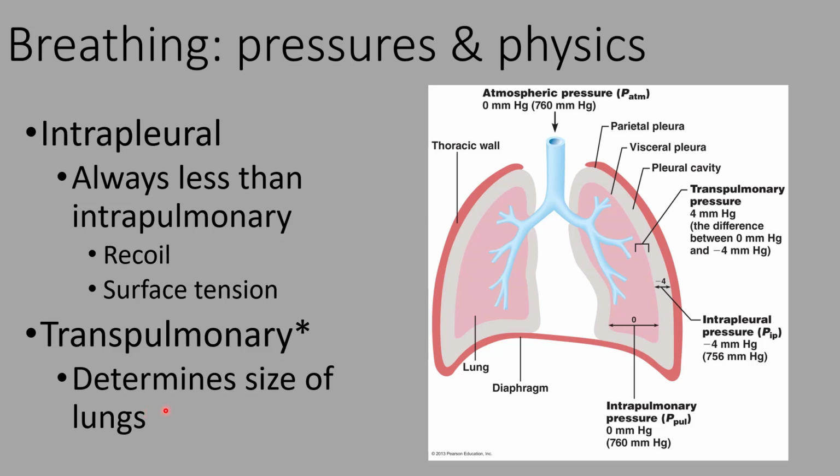The greater that number, and I don't mean closer to zero, I mean ignore the negative sign, the greater the magnitude of that number. So negative 4 or negative 6 is greater, or negative 8 is even greater. That determines the size of the lungs. Negative 4 stretches on the lungs a little bit. Negative 6 would stretch on the lungs a little bit more and make them bigger. Negative 8 would stretch on the lungs even more and make them even bigger. So the transpulmonary pressure determines the size of the lungs by stretching on them.